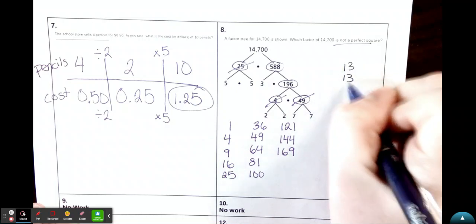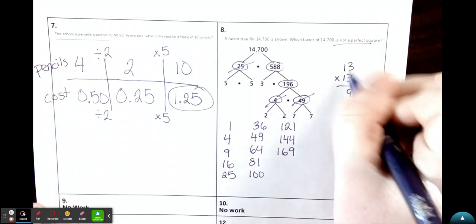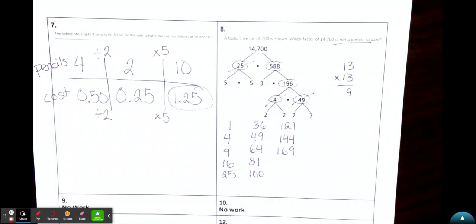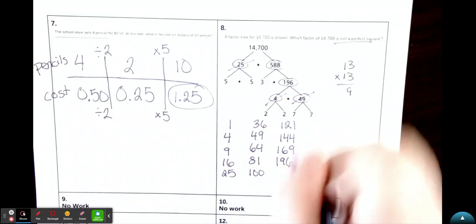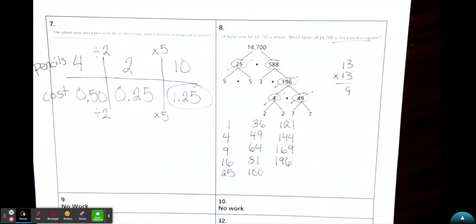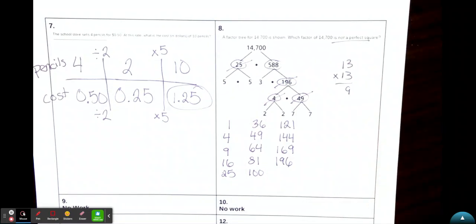Should I try it? Yeah, you're right. Okay. All right, 14 times 14. 196. Oh, look at that. So that's a perfect square, which means what is my not perfect square? 588.